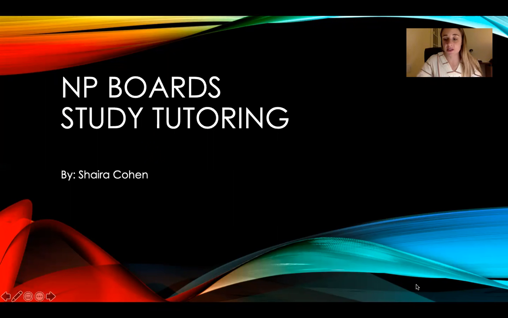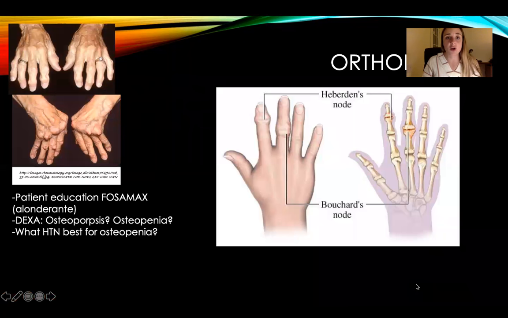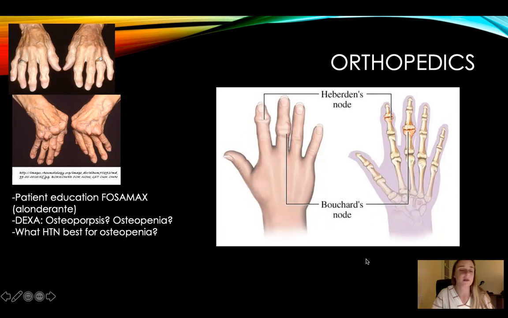So this is the presentation, and I'm going to go ahead and just start throwing information at you, and I hope these things come into your head and you're like, yep, I knew it, I knew it, I knew it. So let's talk ortho. Let me move my screen here so that I'm not covering material. So let's talk osteoarthritis and rheumatoid arthritis.